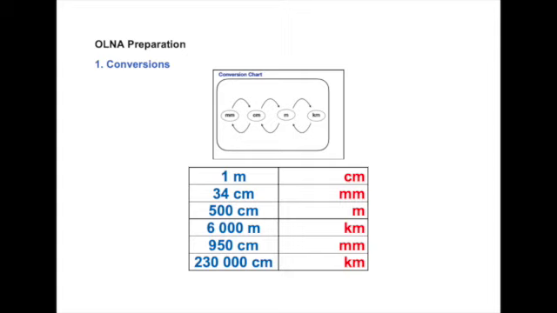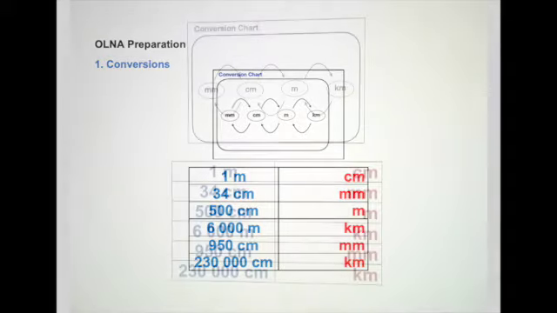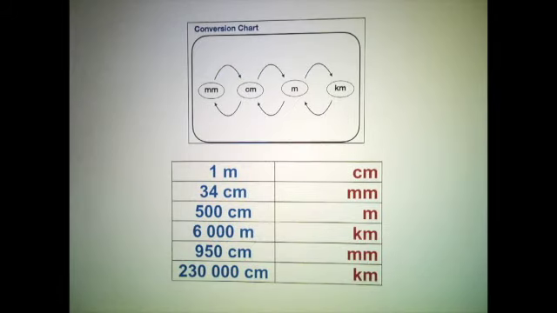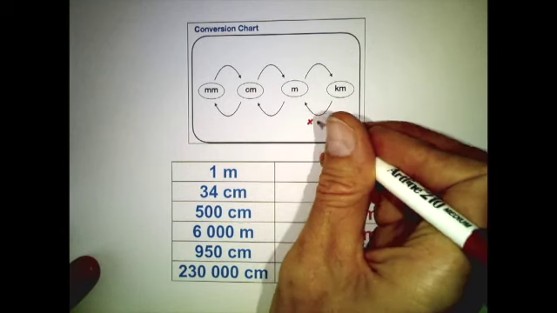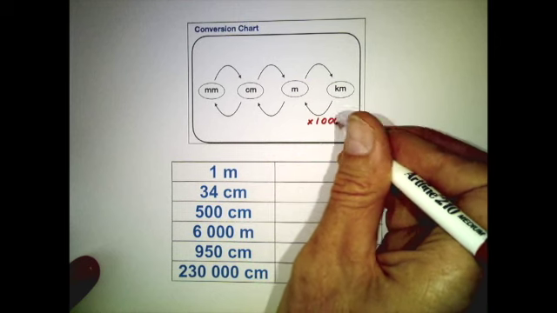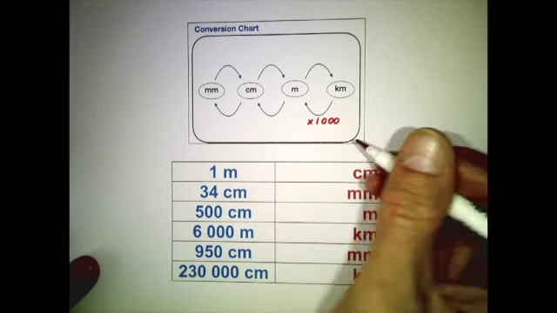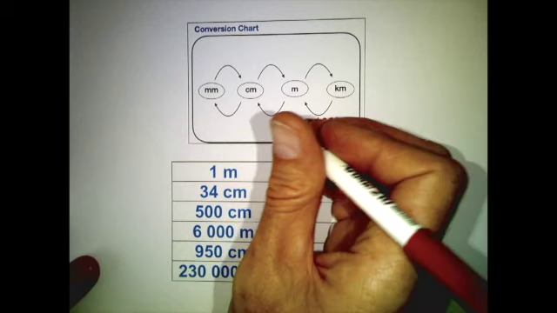Now, this is shown in a video on our YouTube channel in more detail, but what we'll do is quickly go through a chart that we can set up and use when we're doing OLNA questions. Now we need to make sure we have a basic understanding that 1 kilometre is equal to 1,000 metres. So what we do on our chart, from where we have an arrow going from kilometres to metres, we place multiply by 1,000. In other words, whatever number of kilometres we've got, we're going to multiply that by 1,000 to get the number of metres.